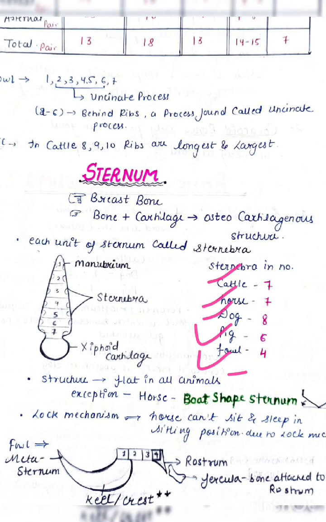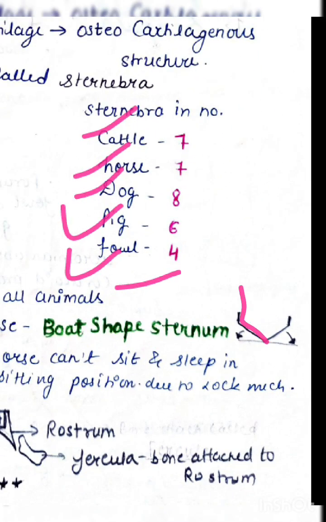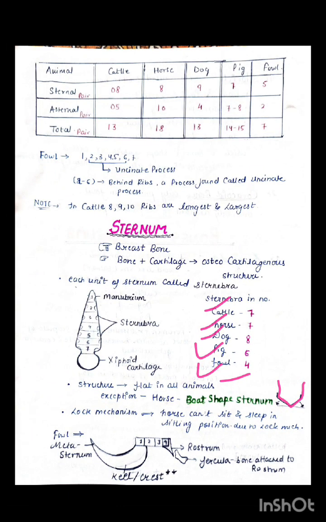The structure is flat in all the animals. There is an exception that in the horse the sternum is boat shaped. So here I am already making the diagram. This looks like a boat shape. Therefore, due to this boat shape, the horses can't lie down. As you may have heard, the horse is not able to sleep lying down because of their sternum, because the sternum is boat-like in shape.